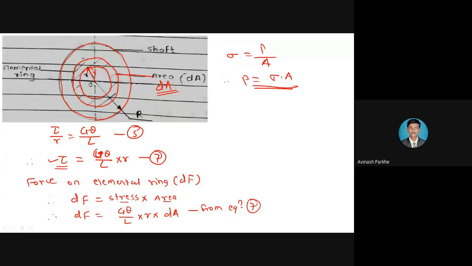Now the torque on the elemental ring can be indicated by dT. So we have the formula. What is the formula for the torque? In the first lecture we discussed it. Torque is equal to force into perpendicular distance. It is very important.